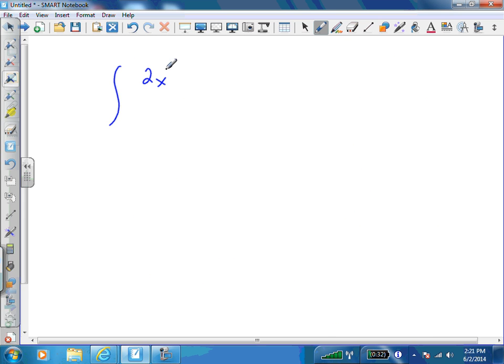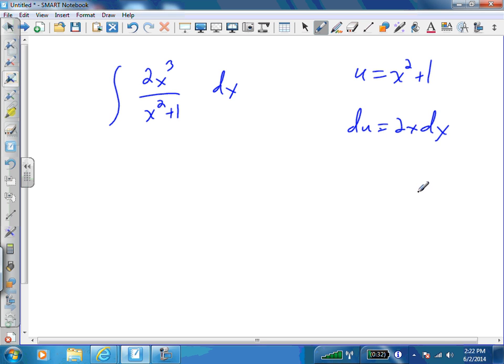If we had almost that same thing, if we said u is x squared plus 1, which would make du, well, if we call that u, then what's left has to fit our du. So we need x dx. But we have too many x's. We have x cubed. So as it is, we can't just change that to du over u.